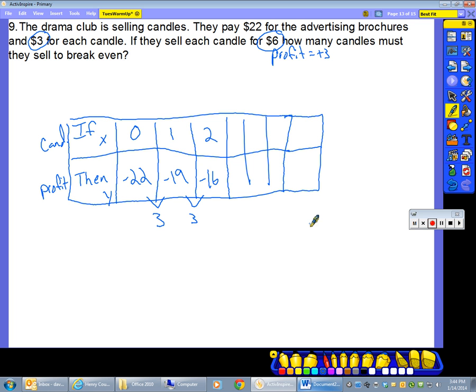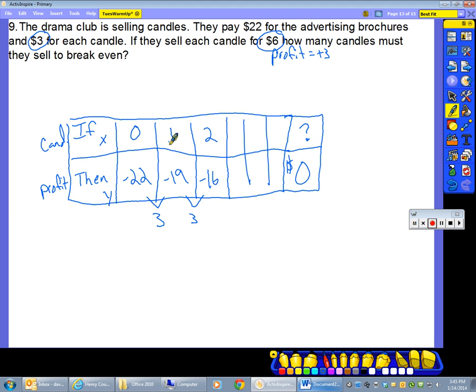Someone in here tell me, at what amount of money do you break even if you're running a business? What do you think, Olivia? $0. $0 is when I'm going to break even. And they want to know how many candles I have to sell in order to make that happen.